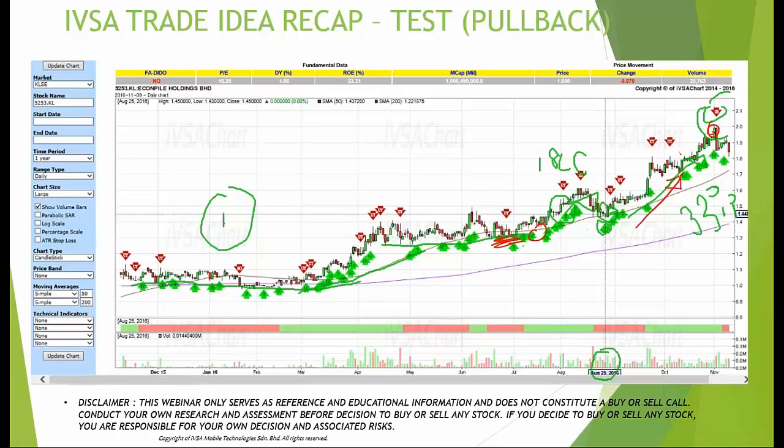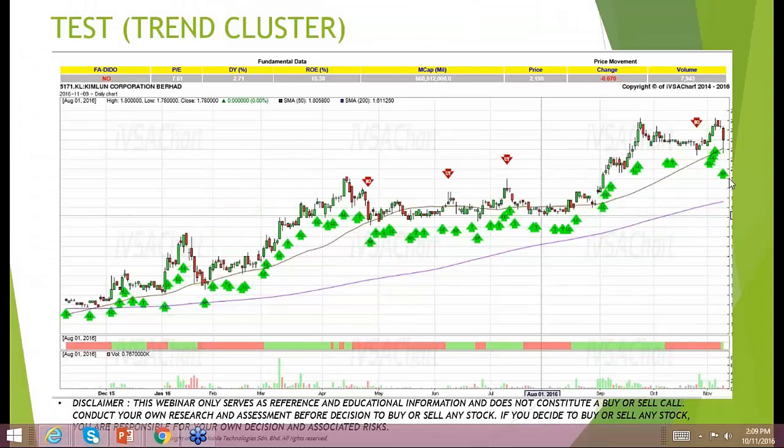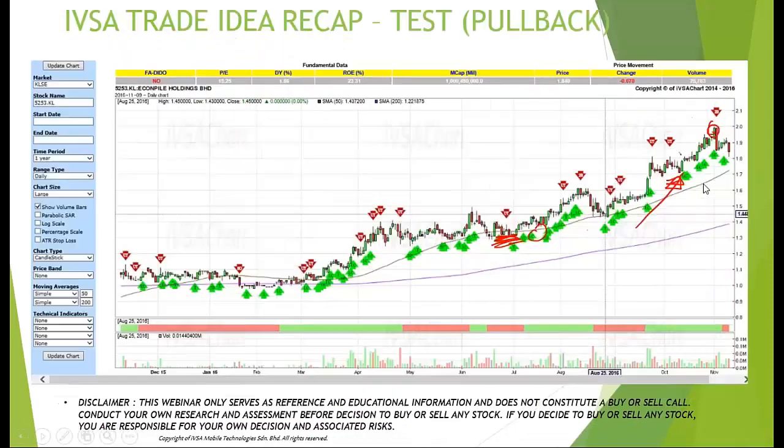Can you see the risk versus reward ratio? Now let's move on. Now I have the test just now I've shown you. It's more on the pullback of tests. Now if I go back to the chart, eCompile is showing the test after the pullback of the 18LC.